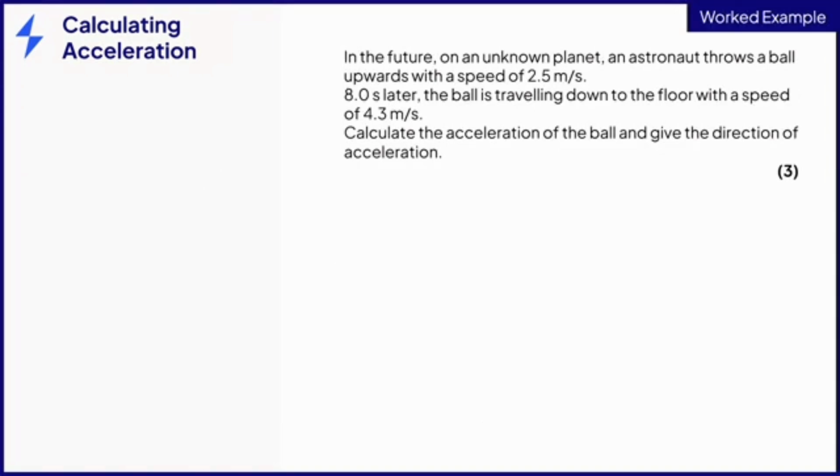In the future, on an unknown planet, an astronaut throws a ball upwards with a speed of 2.5 meters per second. 8.0 seconds later, the ball is travelling down to the floor with a speed of 4.3 meters per second. Calculate the acceleration of the ball and give the direction of acceleration for 3 marks. Notice how the ball is travelling in 2 opposite directions in the question? To help understand this scenario, we are going to draw a diagram.